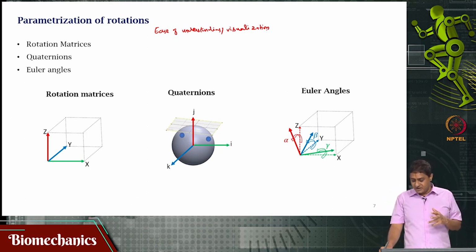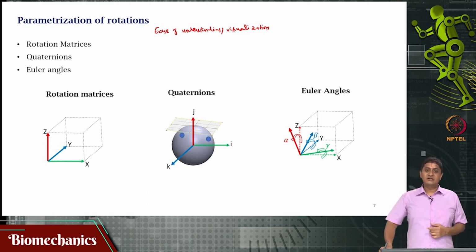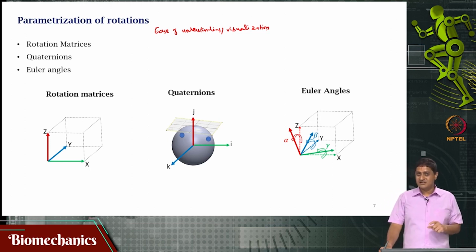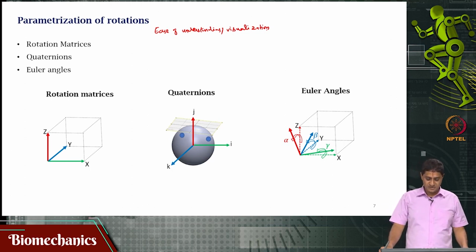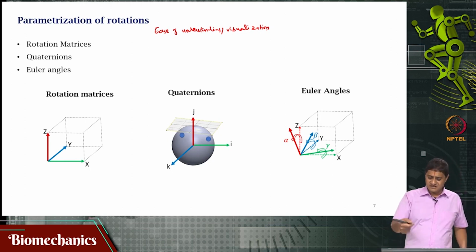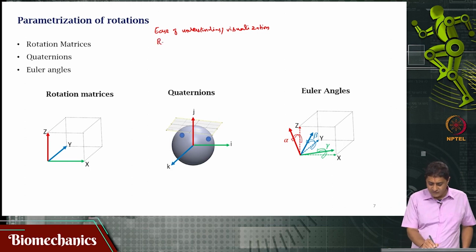Obviously, we are keen on understanding; we can understand, interpret and visualize angles better than something like quaternions. That does not mean that angles are necessarily the best method, because we will see the advantages and disadvantages of each of these as we go forward. One is ease of understanding, ease of visualization. The other is the specific range of motion that is involved in your application.